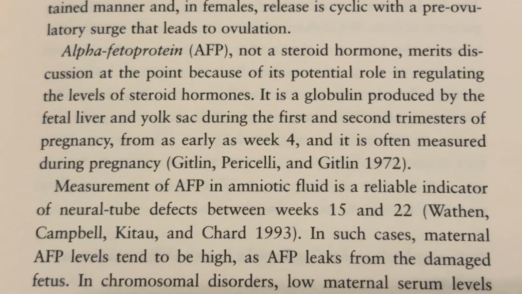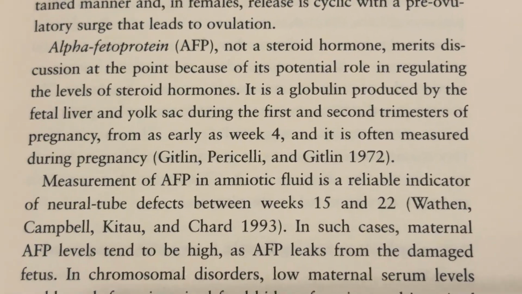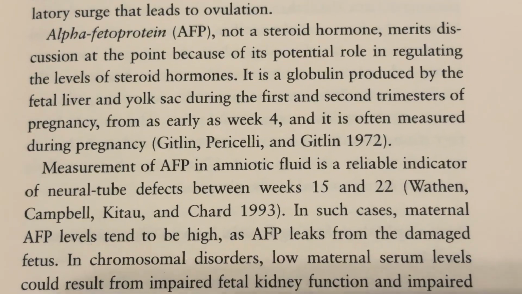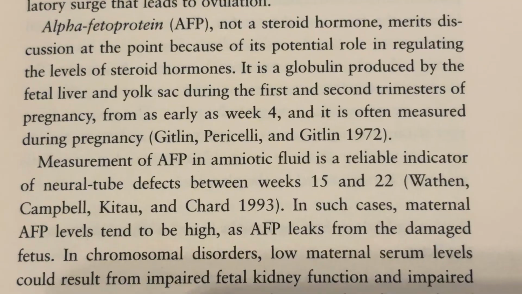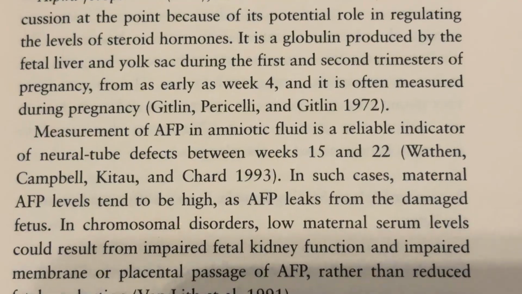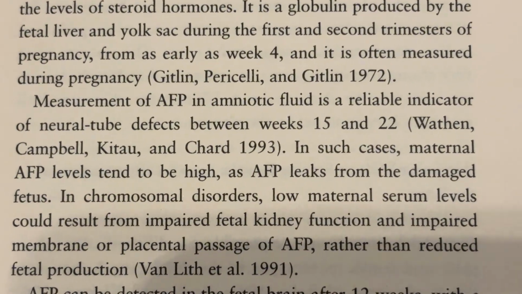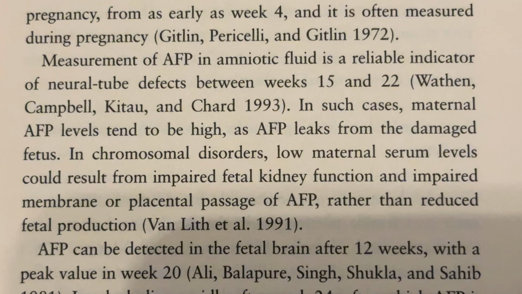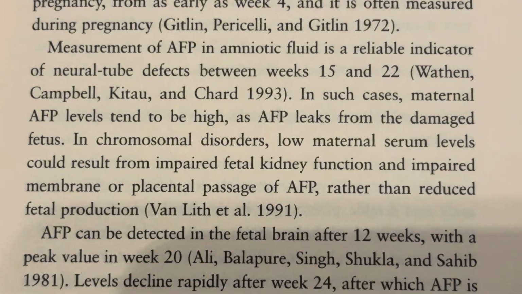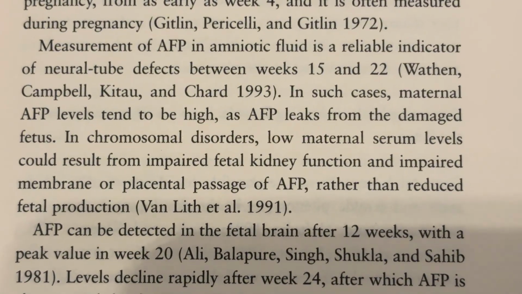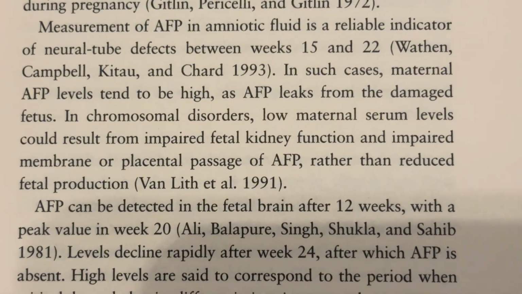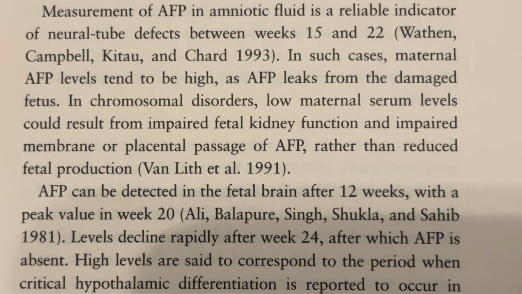Alpha-fetoprotein, AFP, not a steroid hormone, merits discussion at this point because of its potential role in regulating the levels of steroid hormones. It is a globulin produced by the fetal liver and yolk sac during the first and second trimesters of pregnancy, from as early as week 4, and it is often measured during pregnancy. Measurement of AFP in amniotic fluid is a reliable indicator of neural tube defects between weeks 15 and 22. In such cases, maternal AFP levels tend to be high as AFP leaks from the damaged fetus.